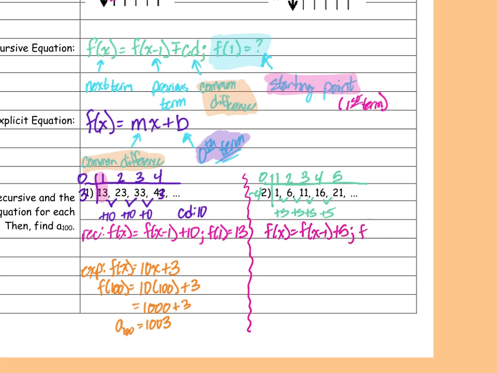And then f of 1 equals 1. Yep, I was going to highlight it, but you guys already got it. F of 1 equals 1. Okay, and then my explicit equation is going to be f of x equals, my common difference is 5. So 5x, and then my 0th term is minus 4.